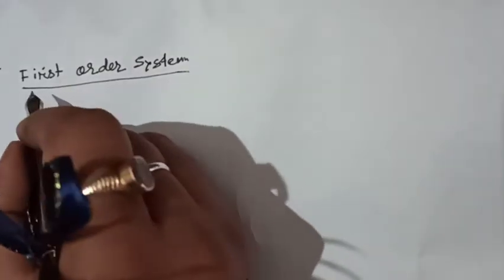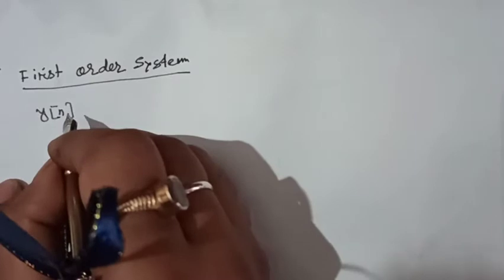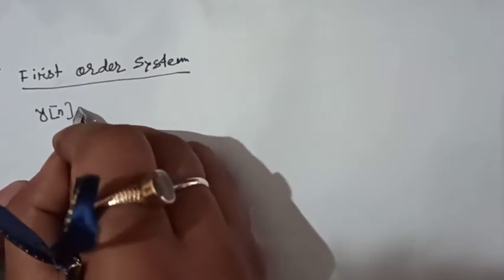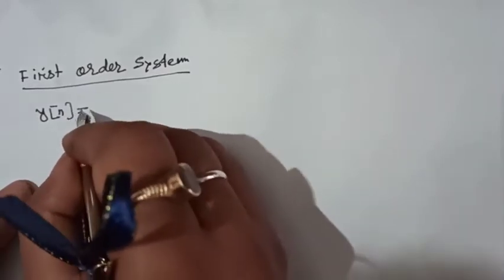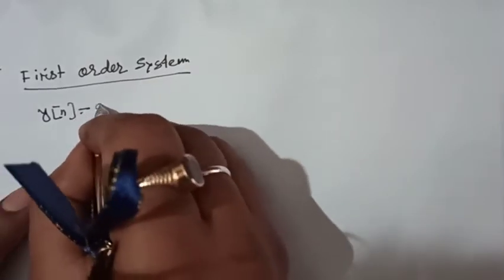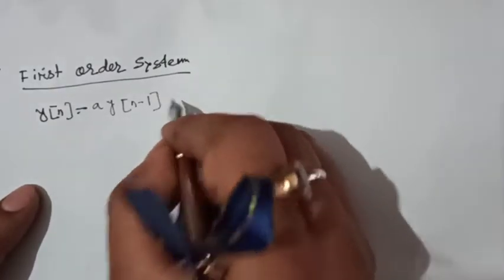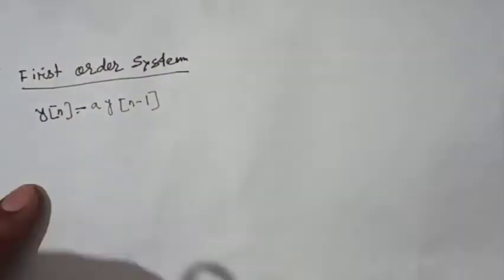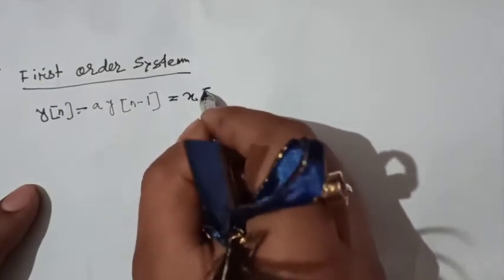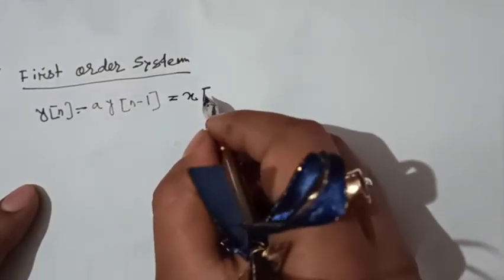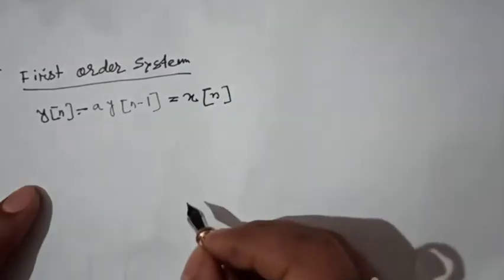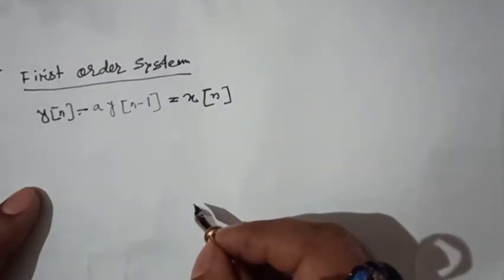Now let us consider a first order system. How do we define a first order system in discrete time? The first order system in discrete time can be defined as y of n minus a y of n minus 1 is equal to x of n, or y of n is equal to x of n plus some constant a into y of n minus 1. This is the first order discrete time system, where x of n is the input and y of n is the output.